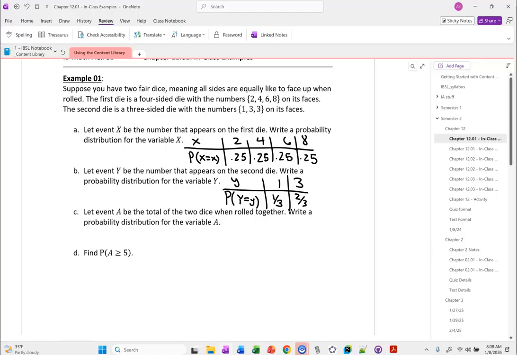Not too bad, right? Again, you have to think a little bit about what's going on. Like, you have to read the question, understand what's happening, but the actual nuts and bolts of doing this is pretty easy. The hard part is reading and understanding, right? Part C says, let A be the total of the 2 dice when rolled together. Write a probability distribution for variable A. This is much more difficult, right?